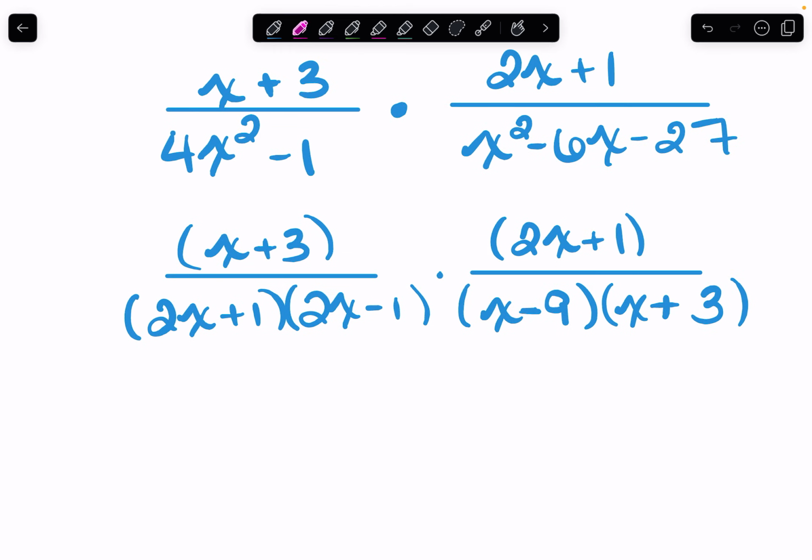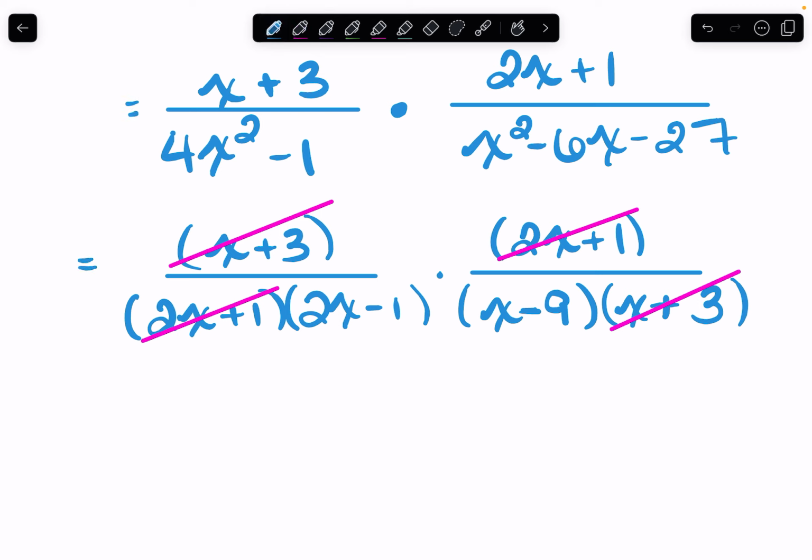All right, looking for identical factors. I have the identical factor x plus 3 on the top and on the bottom, so they are gone. Identical factor 2x plus 1 on the top, 2x plus 1 on the bottom. Both of those are gone. Nothing else matches. So what's left, make sure you're very careful with this one.